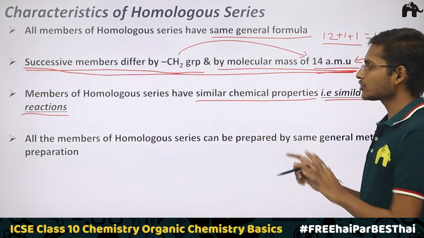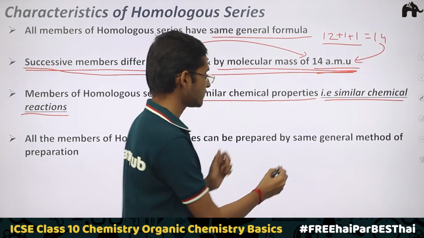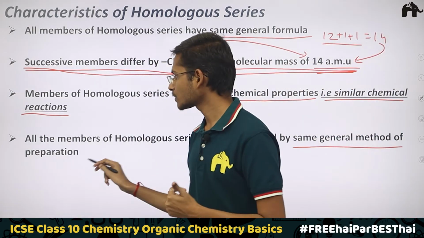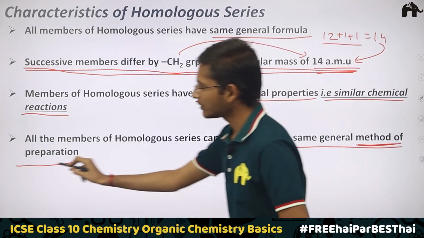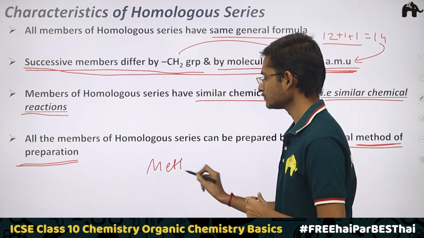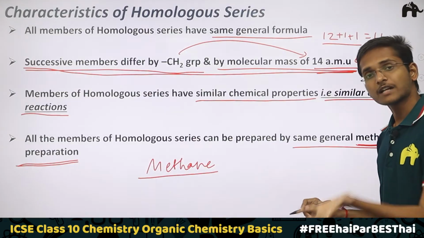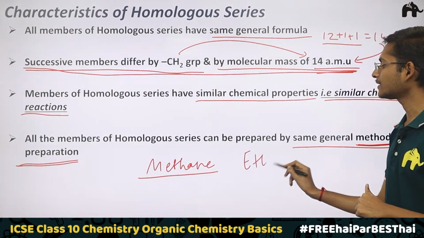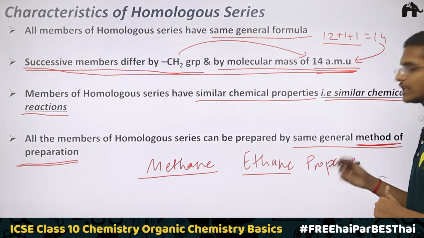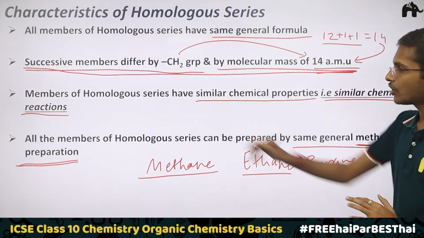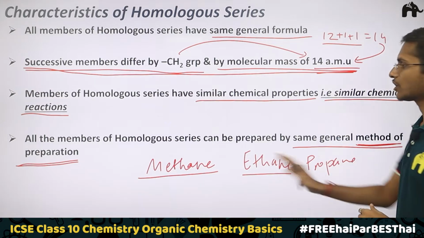And all the members of a homologous series can be prepared by the same general method of preparation. This is also very interesting. If I have a method of preparation for methane, then that method can also be used to prepare ethane, propane, and butane. So that's the meaning of this line: all the members of the homologous series can be prepared by the same general method of preparation.